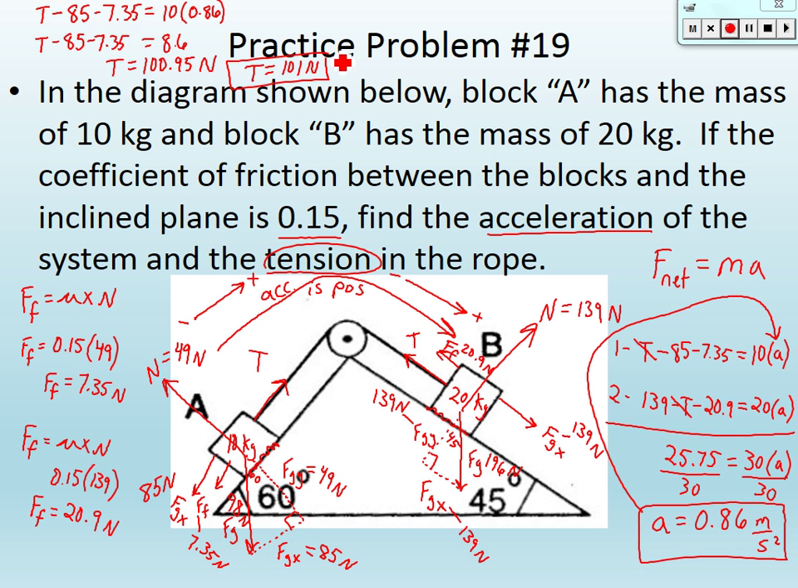Now, let's make sure that makes sense. If tension was 101 newtons, would there still be a net force going down here? We got 101 plus 20.9. Yeah, there's still going to be a net force going down. And if this was 101, would there still be a net force going up? What's 85 plus 7.35? Yeah, there's still going to be a net force going up. So that tension makes sense.